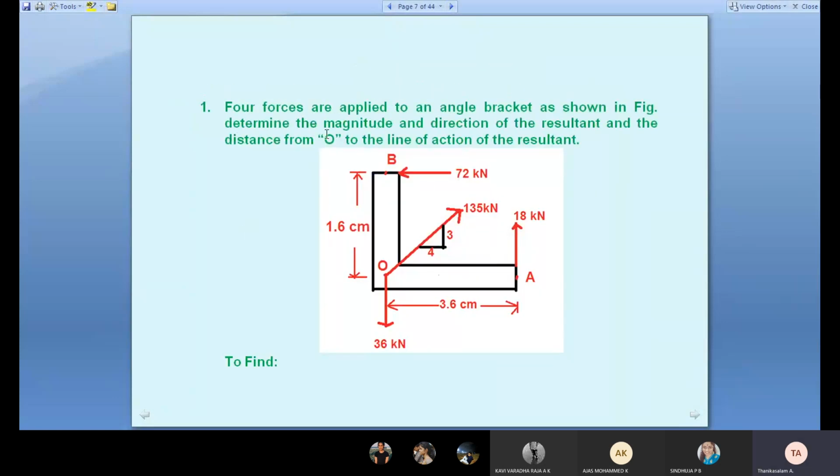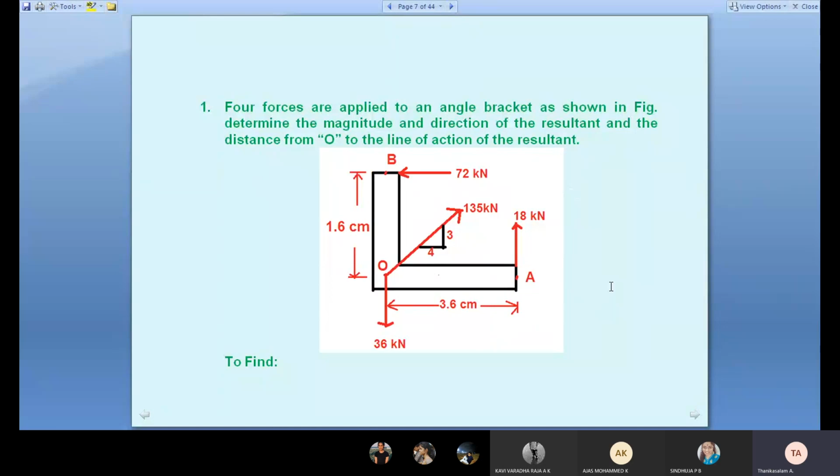So yesterday I started these problems. Once again, I'm repeating. Four forces are applied to an angle bracket as shown in the figure. Determine the magnitude and direction of the resultant and the distance from O to the line of action of the resultant. In this question, they gave a bracket like this. Okay, they asked for the resultant R, the direction alpha, and where the resultant is lying. All the forces must be in xy direction.